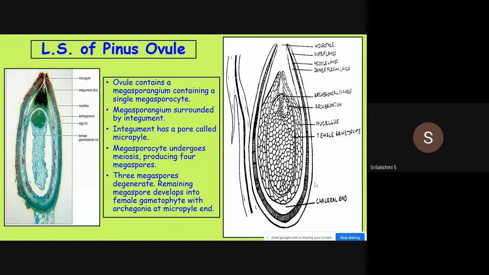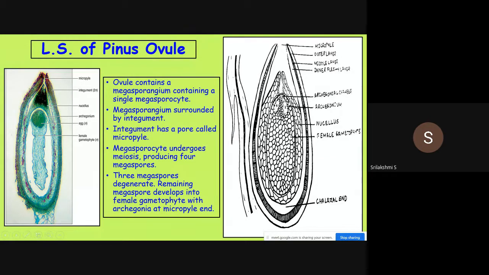At the center, what is present? That's all I want to know. Nucellus. Gametophyte. Female gametophyte or the embryo sac. So if you just observe now, the nucellus has formed a slight projection in the form of a beak, the nucellar beak, which leads into the archegonial chamber.